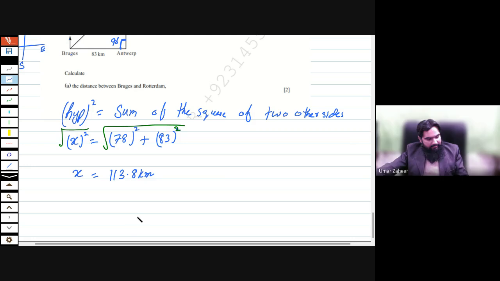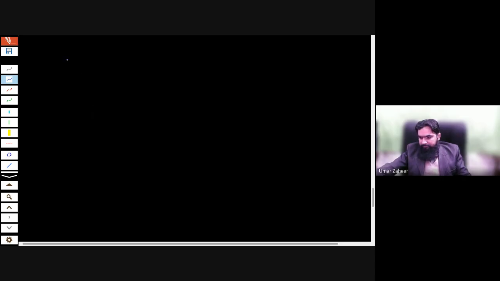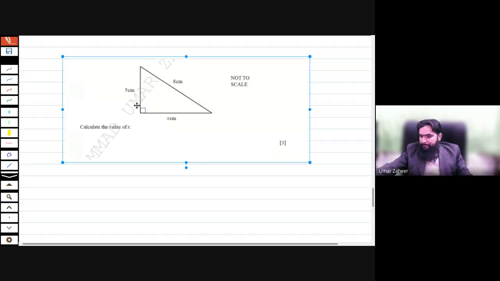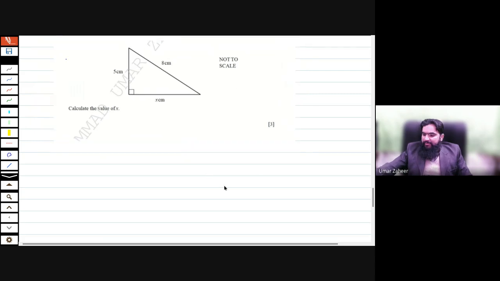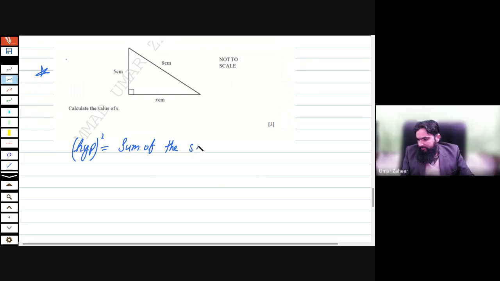Okay, we have to move on. All right, we have to calculate the value of x. The right angle is given, obviously, and two sides are given. So we have to go for Pythagoras theorem. Can anyone tell me the statement of Pythagoras theorem? The hypotenuse squared equals the sum of the squares of the other sides.